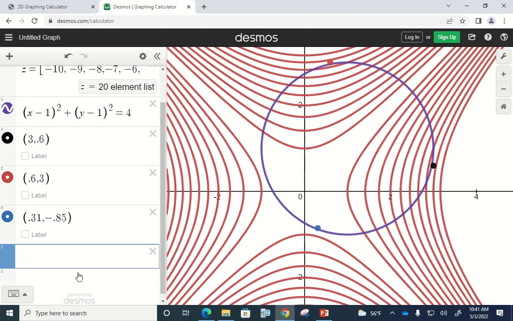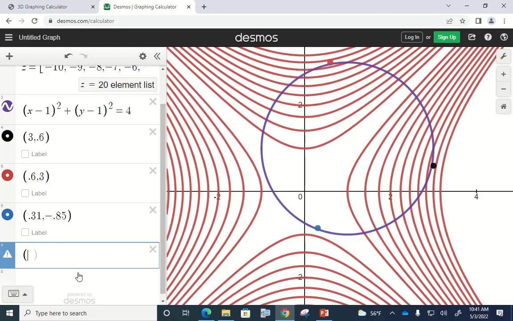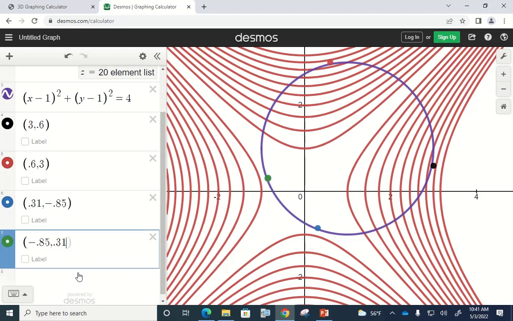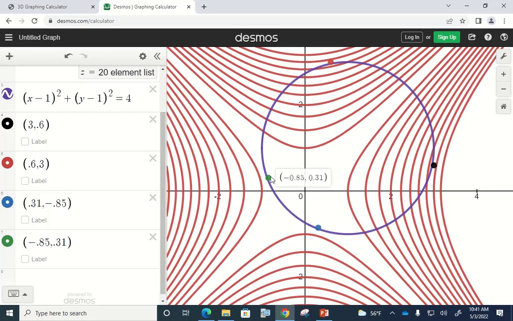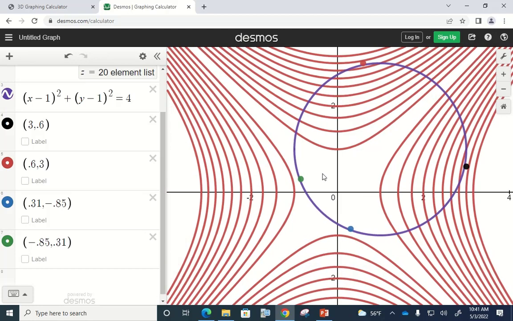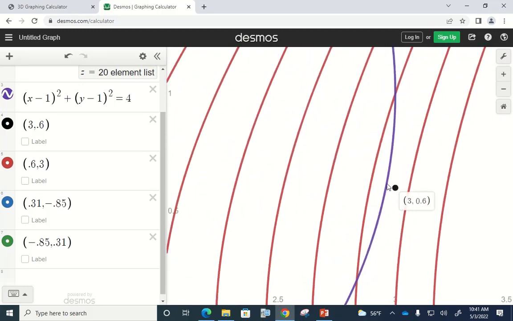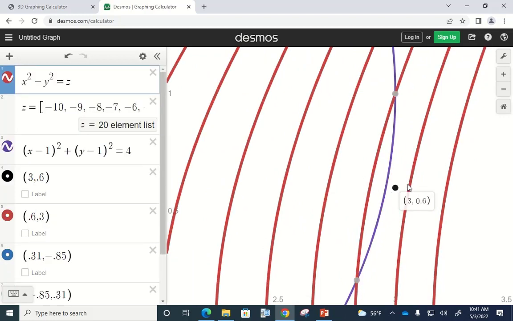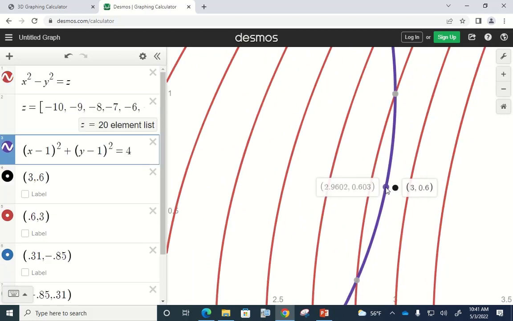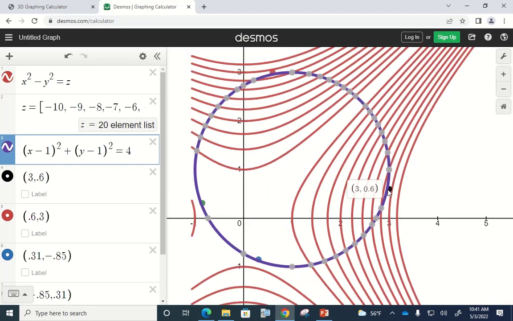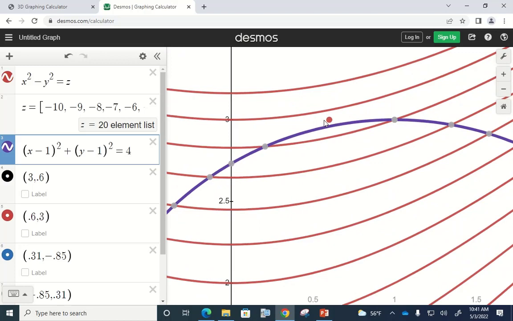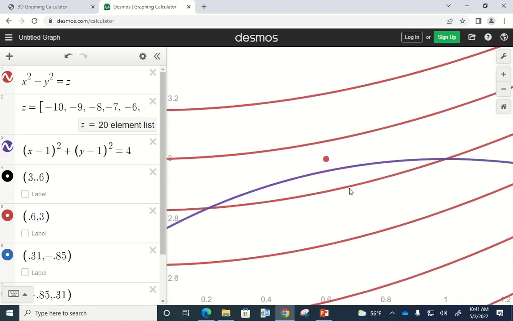And then there's another point which corresponds to negative 0.85 comma 0.31. And this green dot represents another relative maximum of the function along the circle, because this is the maximum you can attain on the circle in this little neighborhood. I think the overall maximum value is going to be over here, because that's pretty close. That's between the contour lines for z is equal to 8 and z is equal to 9. So this value represents somewhere between 8 and 9. And this is going to be the absolute minimum of my function along the constraint, because it's somewhere between negative 8 and negative 9.